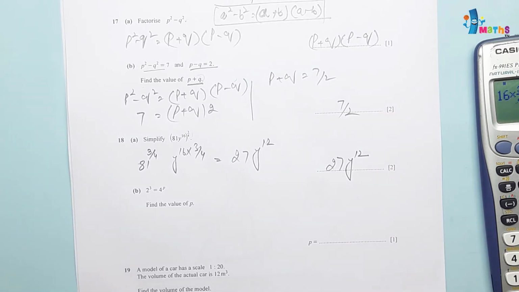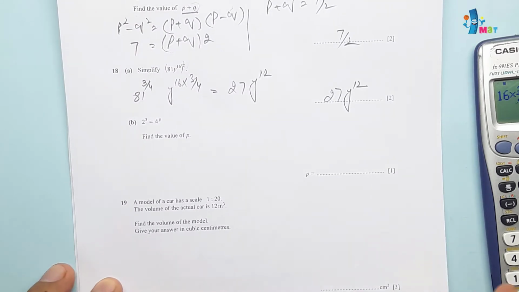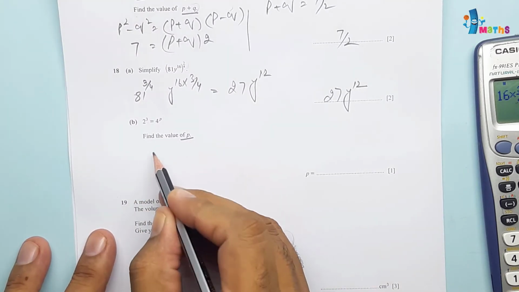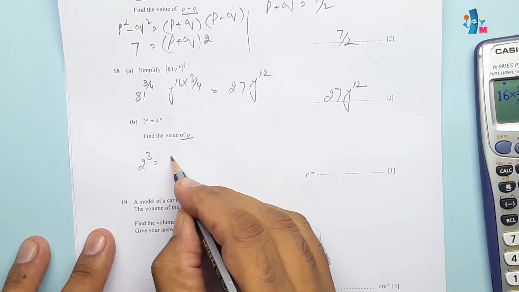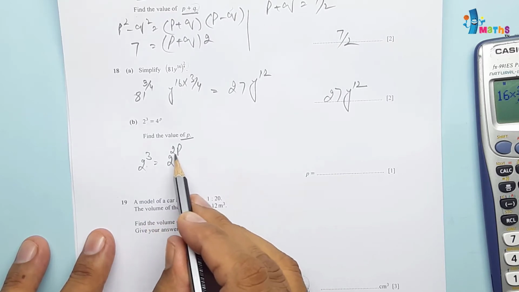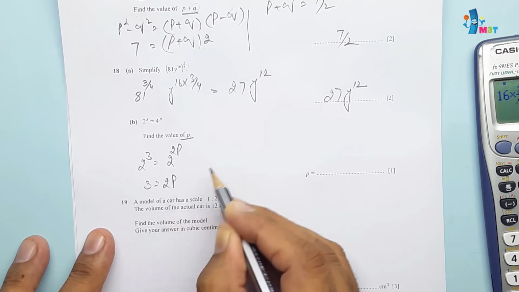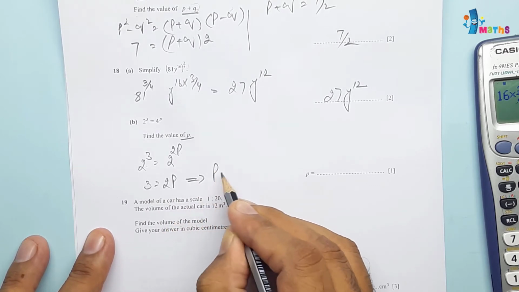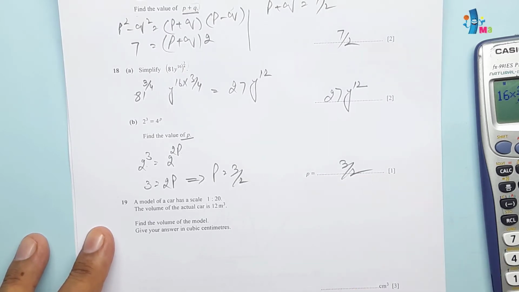B part, 2 raised to the power 3 is equal to 4 raised to the power p. Find the value of p. 2 raised to the power 3 is equal to, instead of 4 we can write 2 raised to the power 2p. Now the bases are the same, so the powers will also be the same, so 3 will be equal to 2p. This implies p is equal to 3 by 2. So the answer will be 3/2.